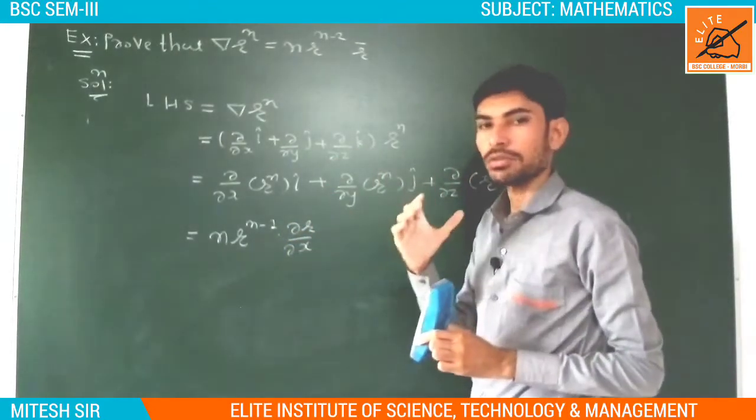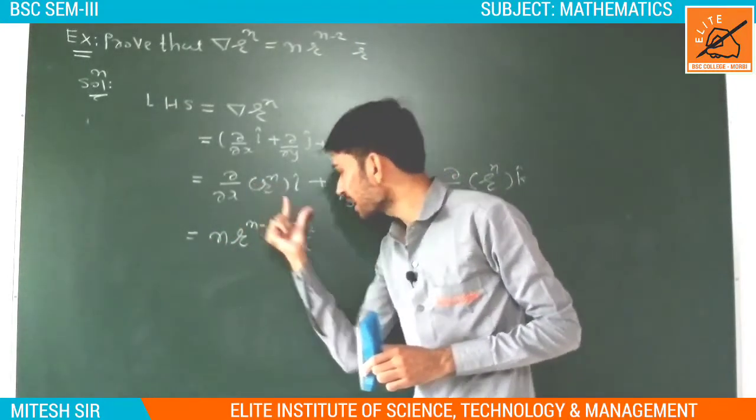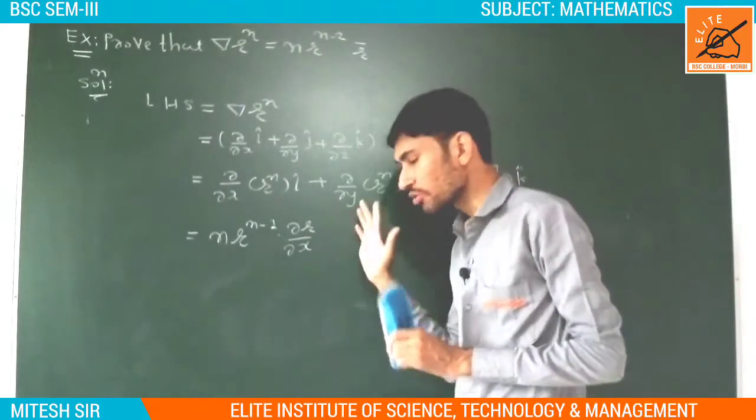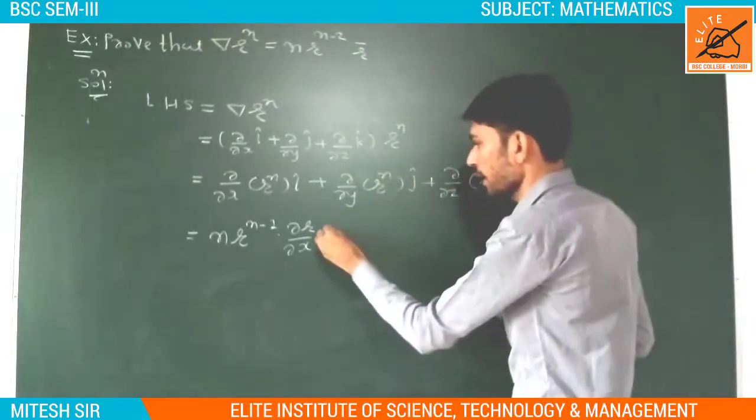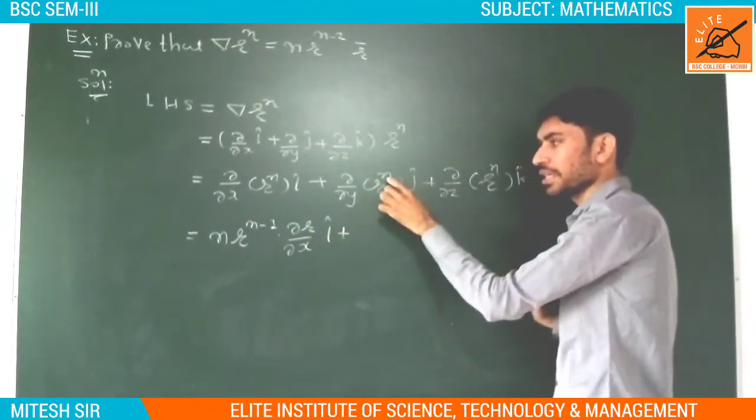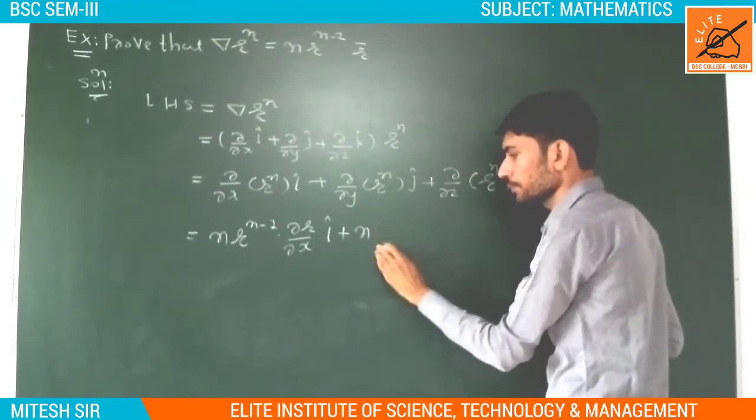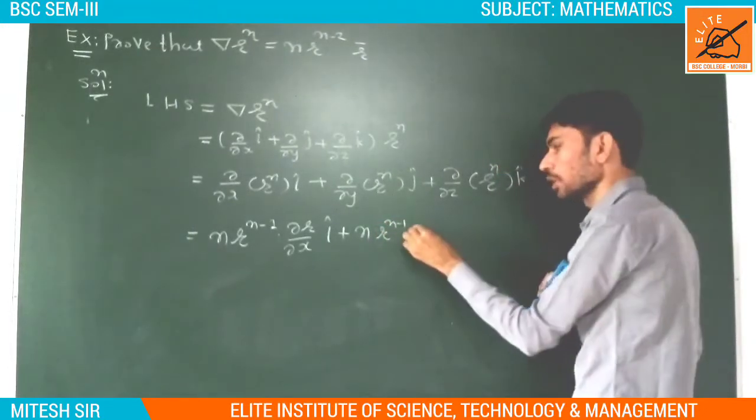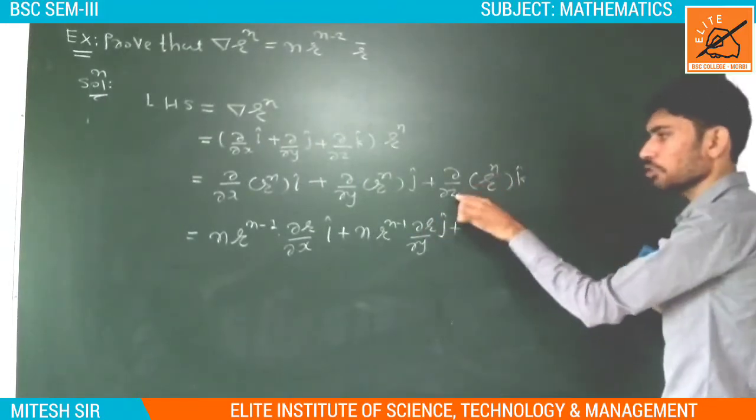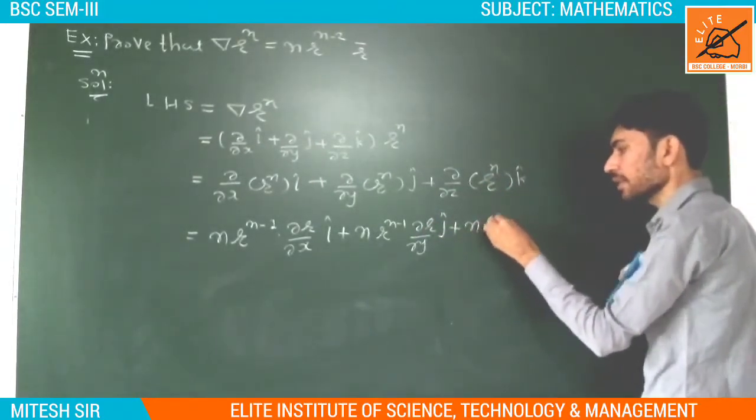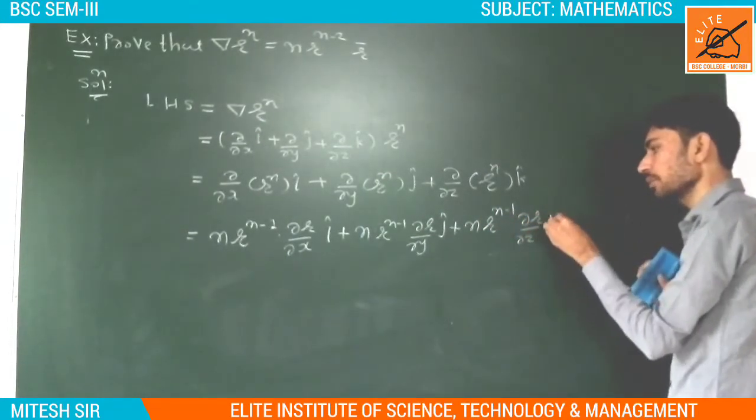So friends, remember this especially. The derivative of r raised to n will be n r raised to n minus 1 and next to it del r by del x. Why? Because r is a function of x, y, z. That's why here we are doing the partial derivative of r with respect to x into i cap. Similarly, r raised to n with respect to y: as per the rules, n r raised to n minus 1 and next to it del r by del y into j cap, plus again r raised to n with respect to z. That means n r raised to n minus 1 and next to it del r by del z into k cap.